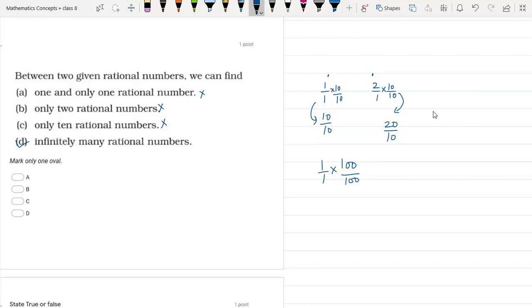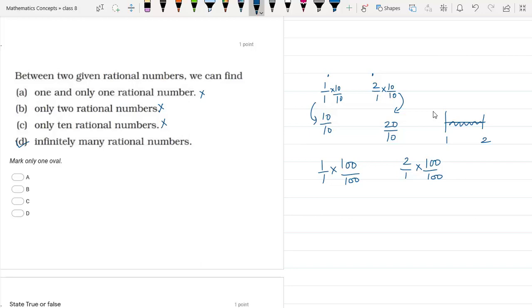Now we have around 90 plus numbers between these numbers. Similarly, I can multiply with 1000, I can multiply with lakhs, I can multiply with 10 lakhs. So we can see between two numbers on the number line, 1 and 2, we can have an infinite number of rational numbers between. Okay, so the answer is infinitely many rational numbers.